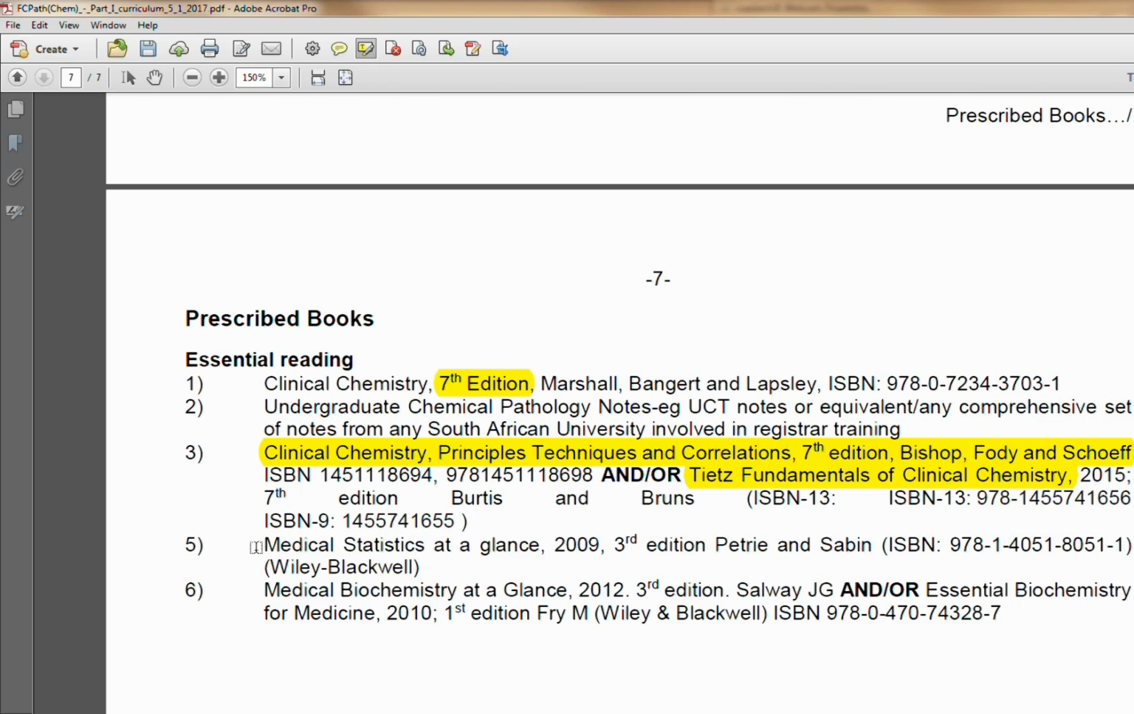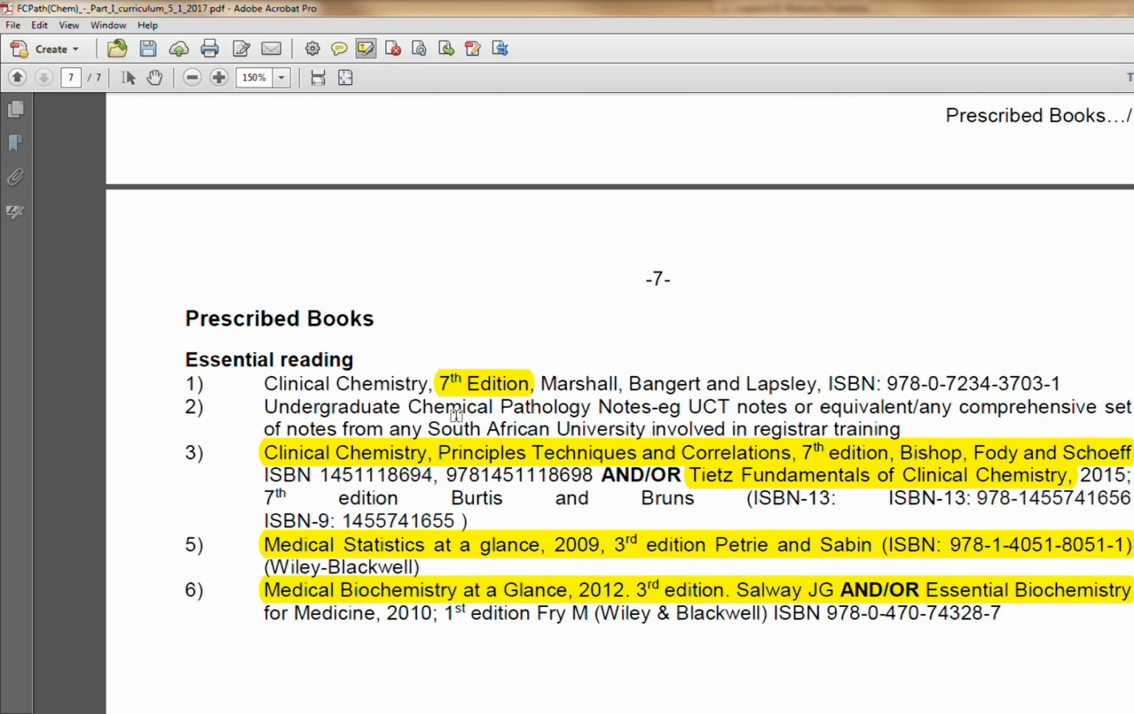Medical statistics, obviously for calculations and things like that, a suitable book would be useful. And then something to tackle biochemistry. So all those pathways, the metabolic pathways, the nucleic acid pathways, the glucose metabolism pathways, all of those, you need a basic biochemistry book to be able to deal with those.